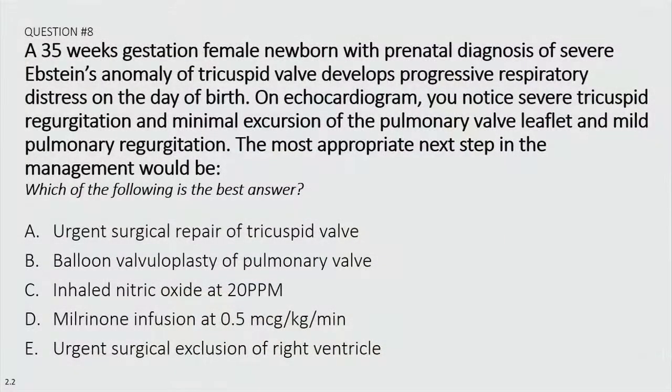Next question. A 35-week gestation female newborn with prenatal diagnosis of severe Ebstein's anomaly of the tricuspid valve develops progressive respiratory distress on the day of birth. On echocardiogram, you notice severe tricuspid regurgitation, minimal excursion of the pulmonary valve leaflet, and mild pulmonary regurgitation. The most appropriate next step in the management would be A, urgent surgical repair of the tricuspid valve, B, balloon valvuloplasty of the pulmonary valve, C, inhaled nitric oxide at 20 parts per million, D, milrinone infusion at 0.5 micrograms per kilo per minute, E, urgent surgical exclusion of the right ventricle.